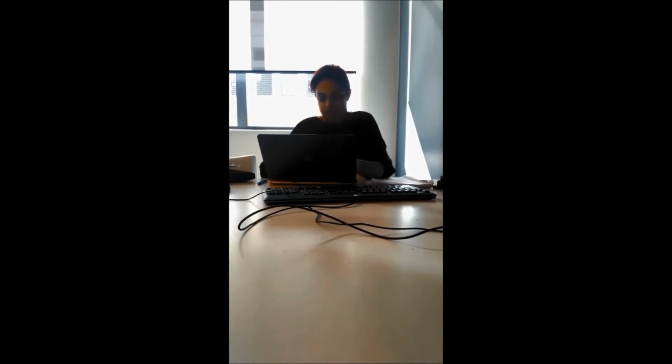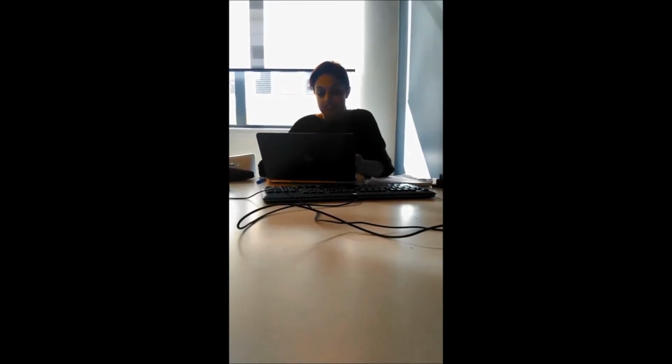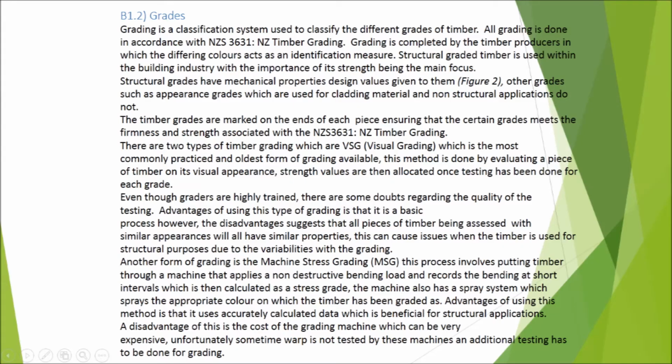There are two ways in which timber is graded. One of the oldest and most commonly used methods is known as VSG, or visual grading. Highly trained graders grade the timber based on its appearance and properties, which can have issues regarding its quality. Another form of grading is machine stress grading, MSG. This process involves putting timber through a machine and applying a non-destructive bending load, with recordings done at short intervals. This is seen as quite costly due to the machine that's needed.